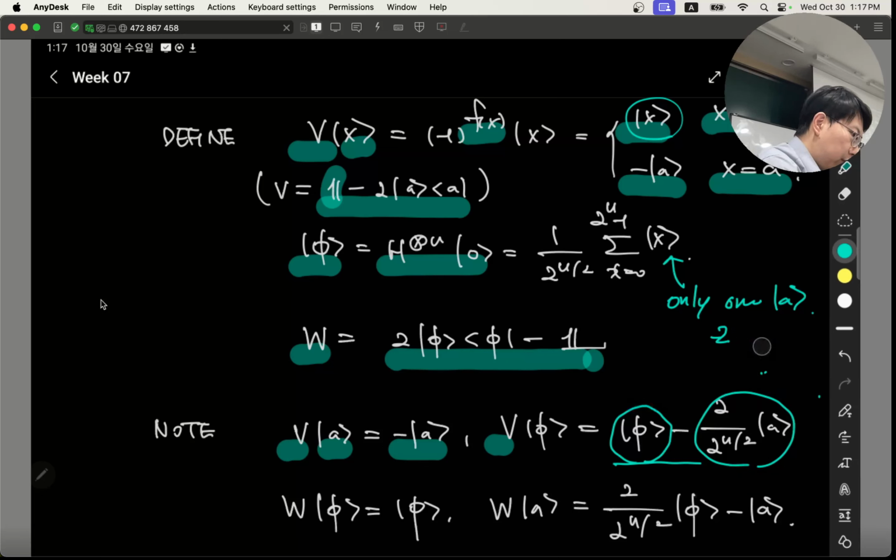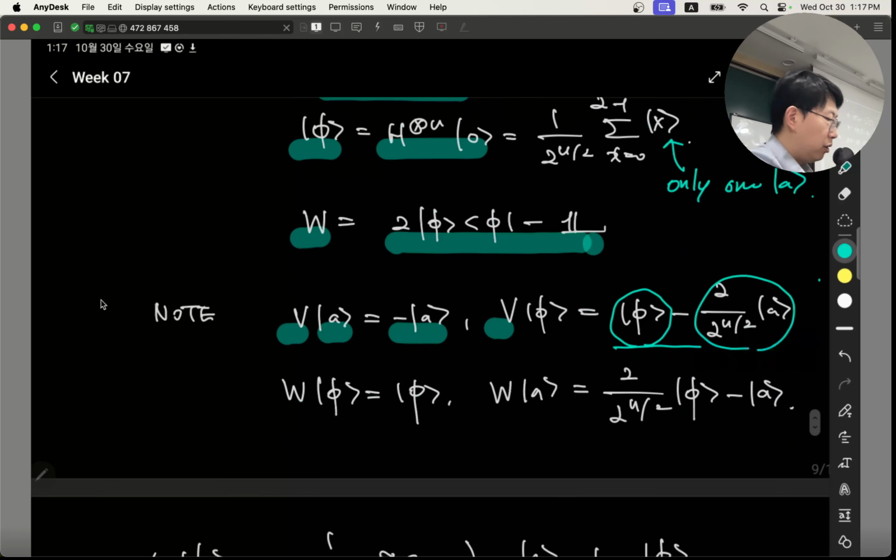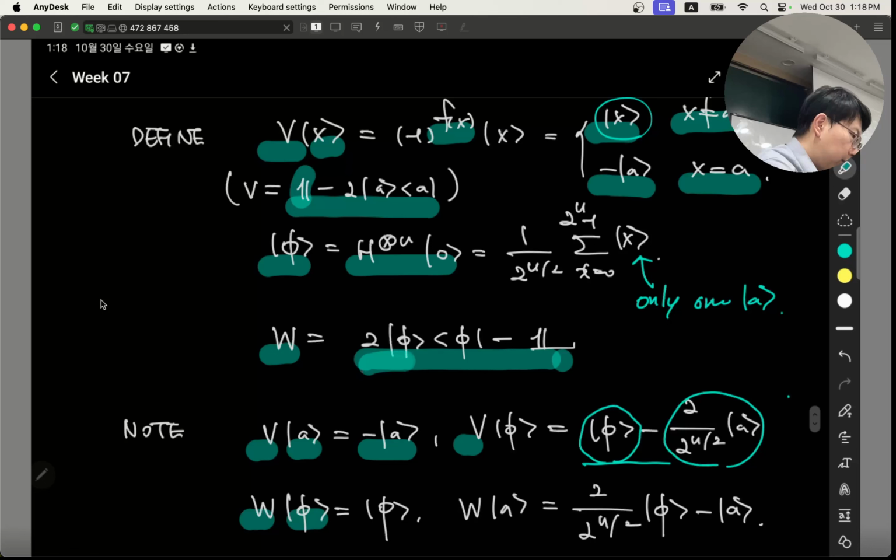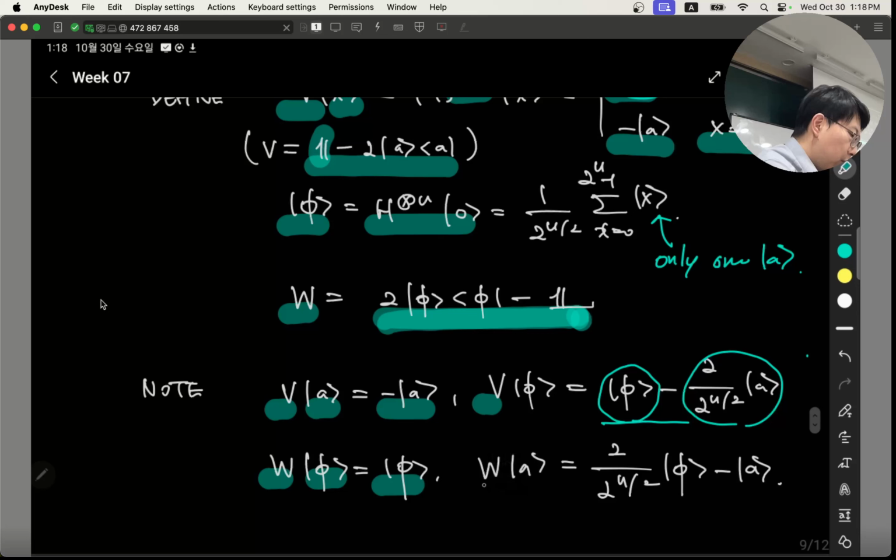Okay, so that's what happens when you apply V onto V. And let's see what happens when you apply W. So when you apply W to V, what is W? It's just this. So the same thing happens, V. Then when you apply W to A, look what happens.